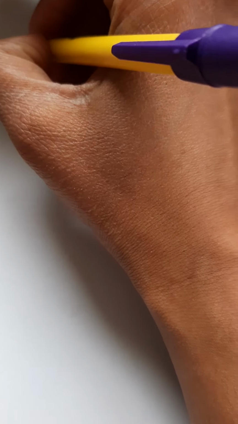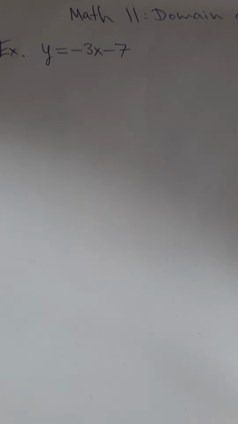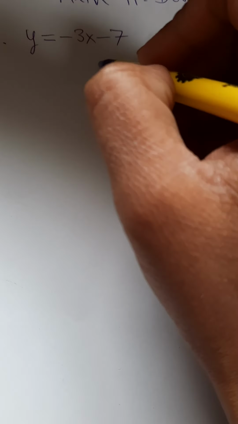All right, so here we are. I wrote down domain and range. So let's try some examples here. The first question is whether or not the graph represents a function. I'm just going to give you the equation: y equals negative 3x minus 7.